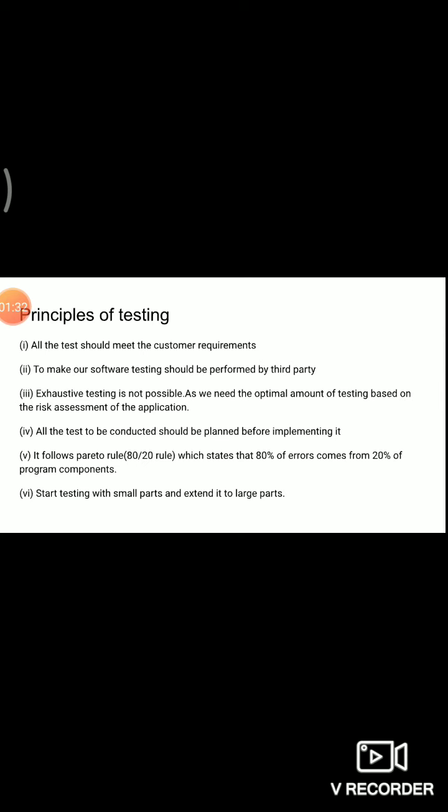To make a software, testing should be performed by a third party. Apart from us, the software must be tested by a third party as well. Exhaustive testing is not possible, as we need the optimal amount of testing based on the risk assessment of the application. All the tests to be conducted should be planned before implementing them. It follows the Pareto rule, which states that 80% of errors come from 20% of program components. Start testing with small parts and extend to large parts.